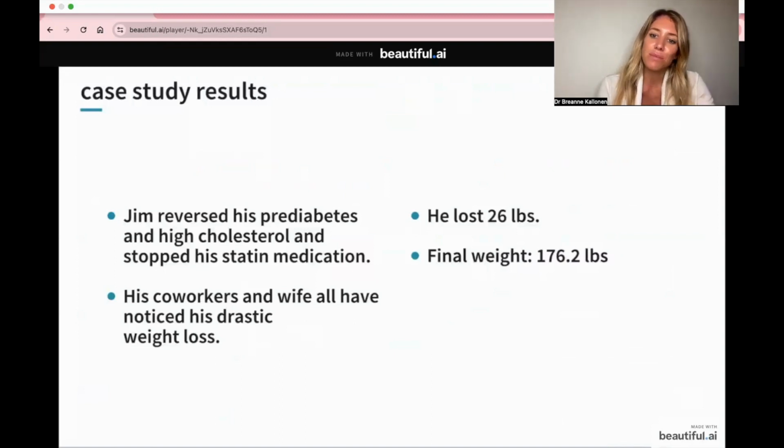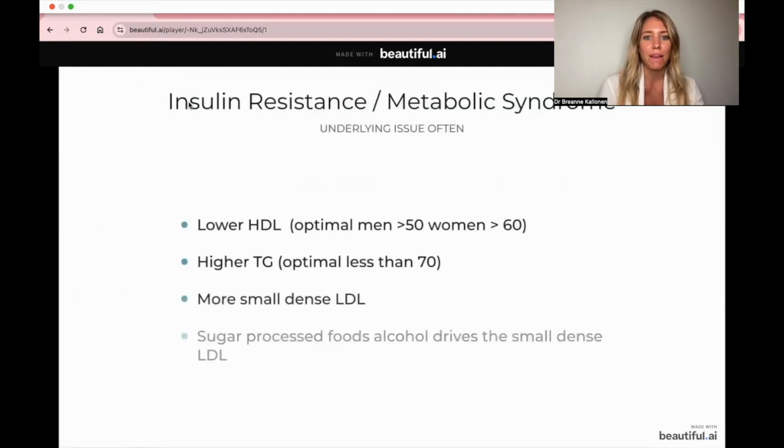After the Metabolic Reset program, Jim lost 26 pounds. He reached his final goal weight. He's reversed his prediabetes. His high cholesterol has resolved. And with the recommendation and support of his prescribing provider, he was able to come off his statin medication. So he was really, really happy.